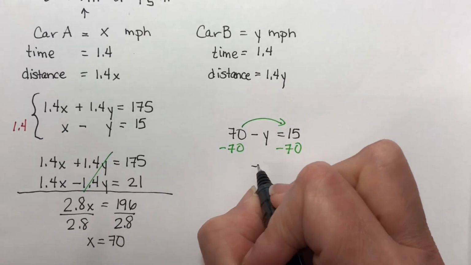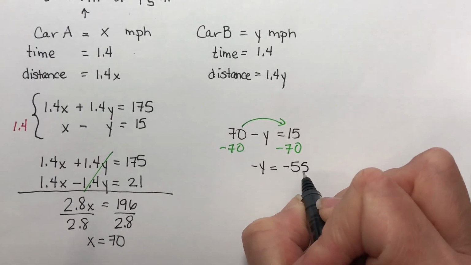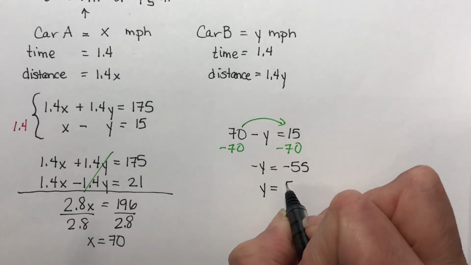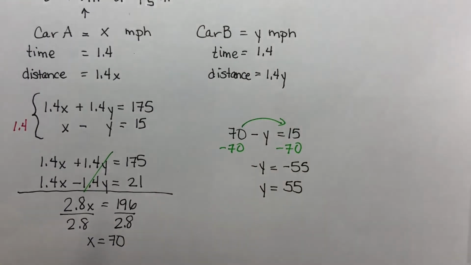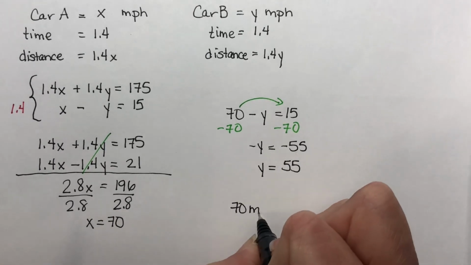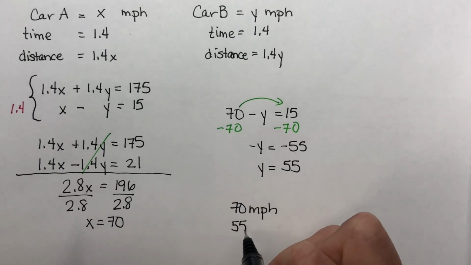That gives me negative y is equal to negative 55. So change the signs on both sides. y is equal to 55. So this faster car is going 70 miles per hour, and the slower car is going 55 miles per hour.